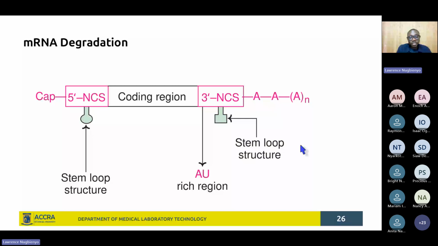Because if the gene is degraded, it means it will no longer be there to be expressed. The messenger RNA is not there. There will not be any process of translation to give you the proteins.